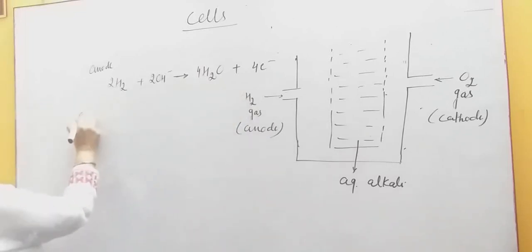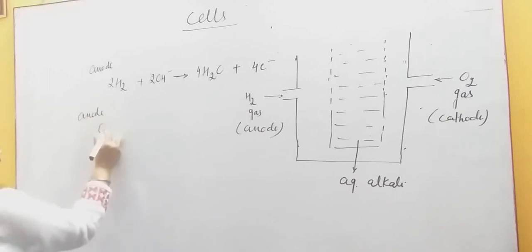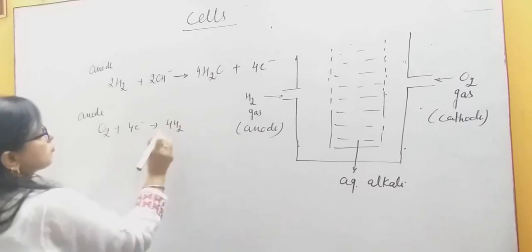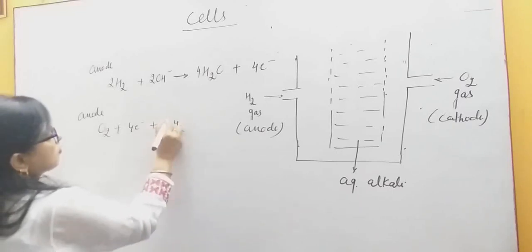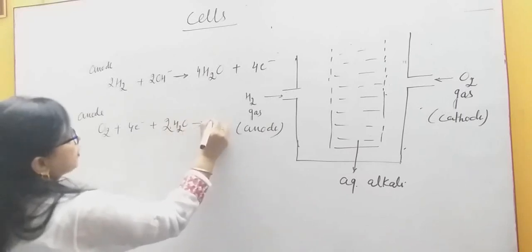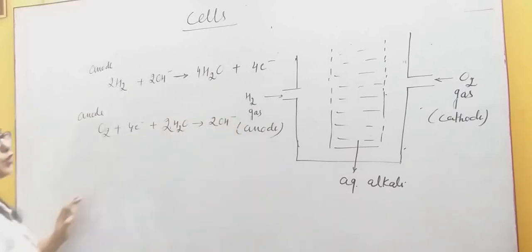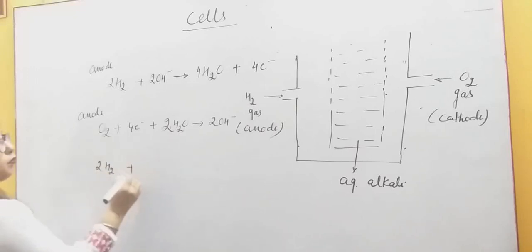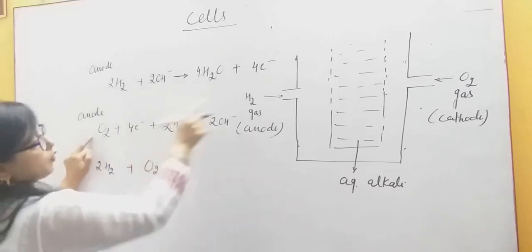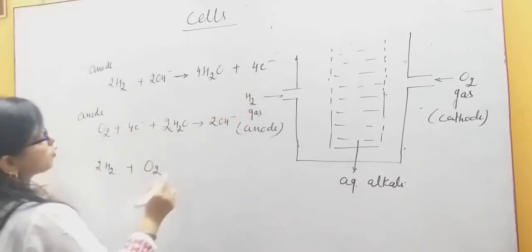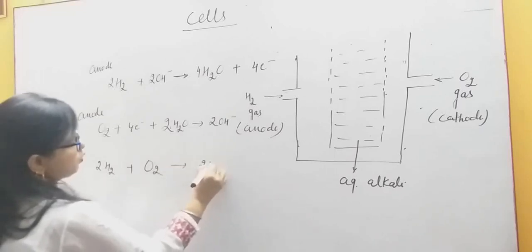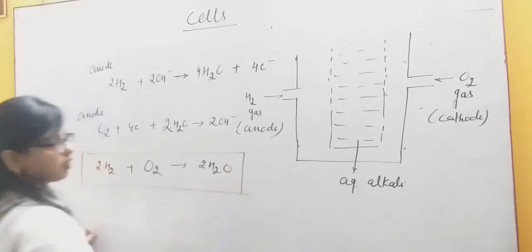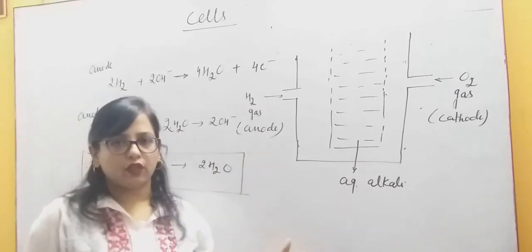Now these H2O and 4 electrons come at oxygen. It is converted into 2OH minus. So my net reaction will be 2H2 plus oxygen. 4 electrons are cancelled with itself. 2OH are also cancelled. Final products are 2H2O. So whenever hydrogen reacts with oxygen, it makes water. This is the final chemical reaction.